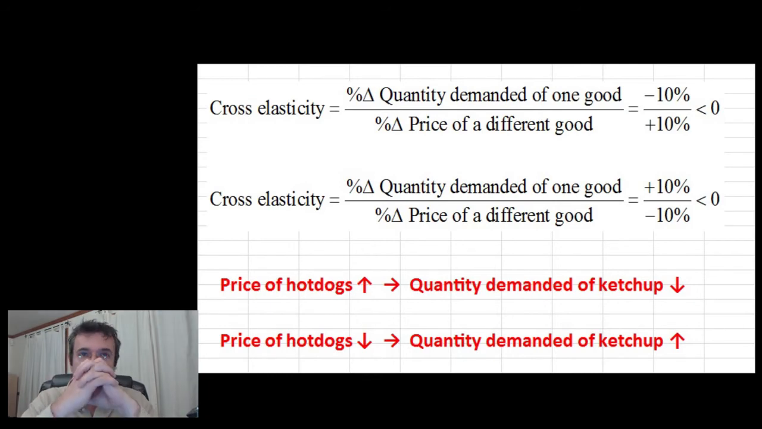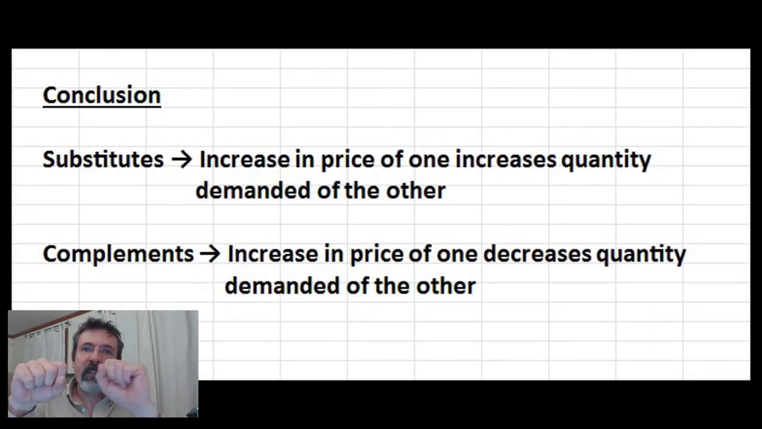So the conclusion here is, for substitutes, the increase in the price of one good increases the quantity demanded of the other, and for complements, the increase in the price of one good decreases the quantity demanded of the other.